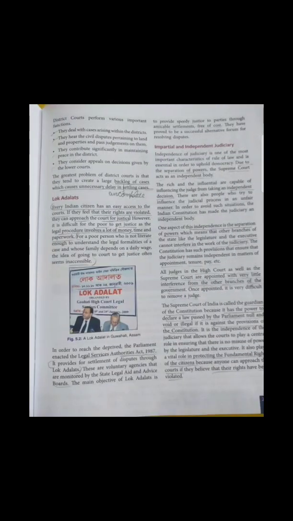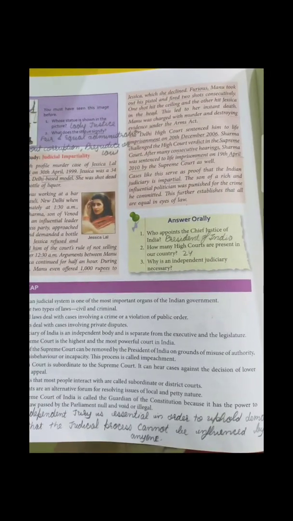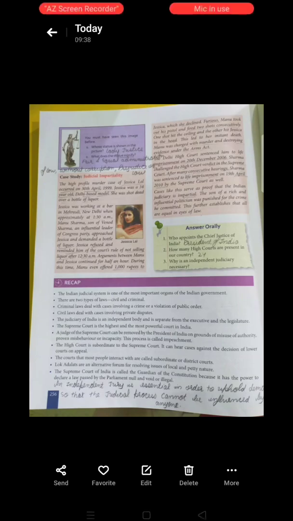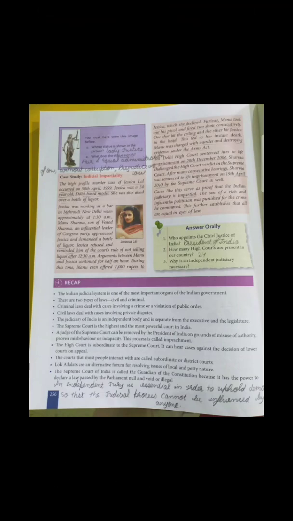Okay, so the third one is related to why an independent judiciary is necessary. As you can understand from the case study as well, an independent judiciary is essential in order to uphold democracy, so that the judicial process cannot be influenced by anyone. Okay, so hope you are clear with this chapter.